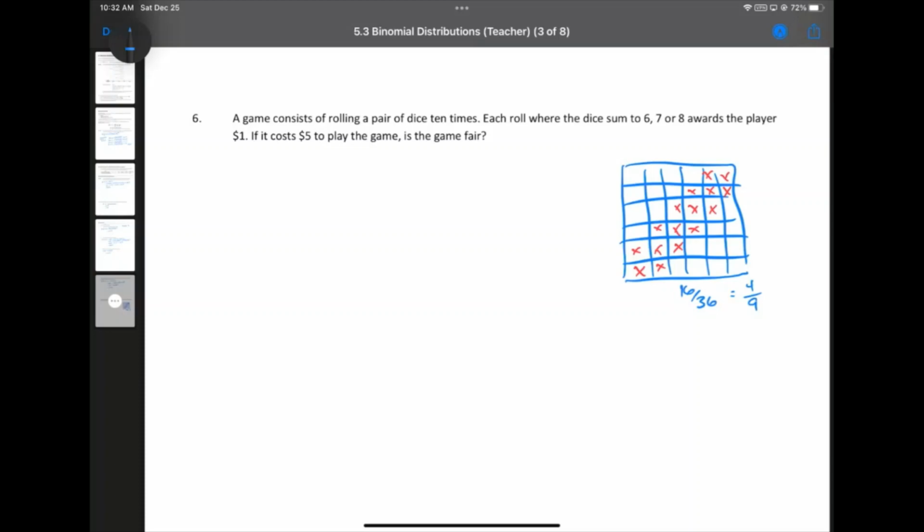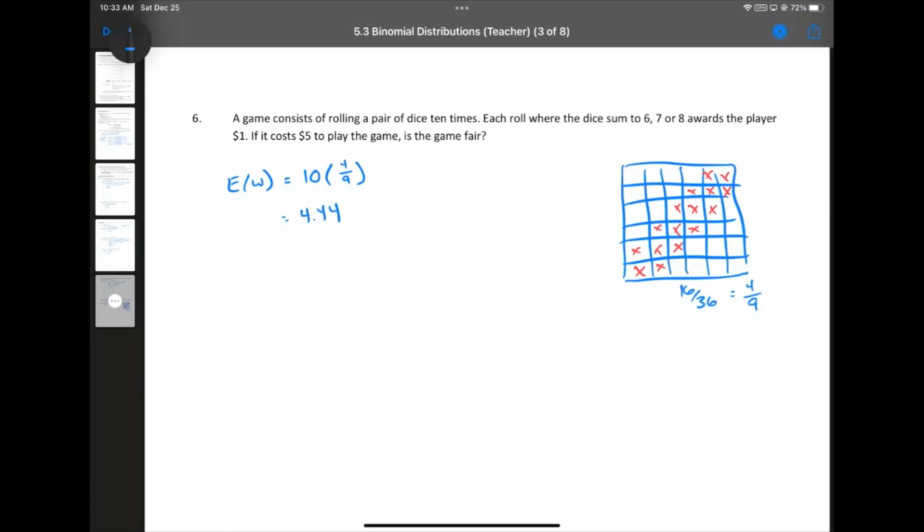Okay, so the expected number of wins of my 10 dice, keeping in mind each win will yield $1. So the number of wins and the amount I win are actually the same thing in this case, the same numeric value. Should just be the number of trials, which is 10, times the probability of success, which is 4/9. So 10 times 4/9 is 4.44.